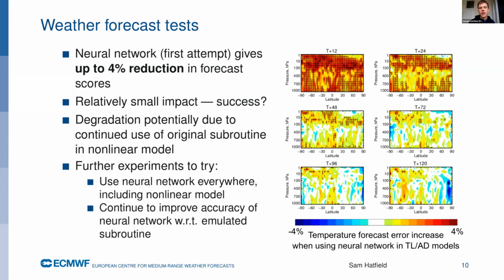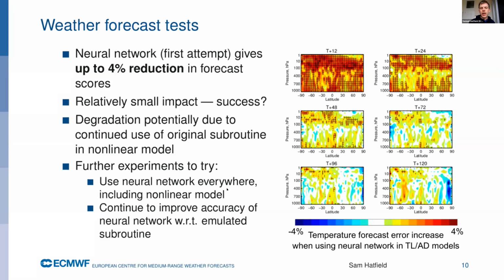But I would still consider that to be a success because I was not expecting this system to be stable at all in the first place. So the question is, where does this degradation come from, and can we match the skill of the existing system? A couple of experiments that I'm trying now: firstly, I didn't mention this, but in these experiments I did not use the neural network in the nonlinear parts of 4D VAR. I continued to use the original scheme, so this is not actually consistent with the test I showed you on the previous slide.